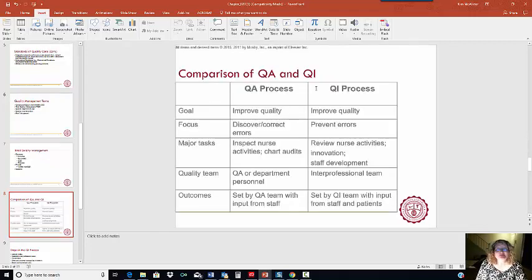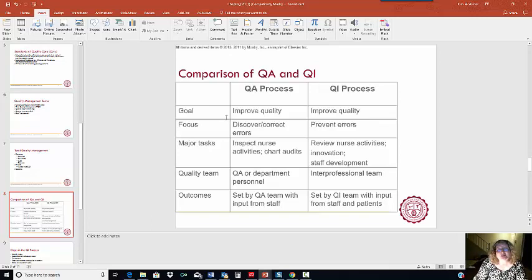Let's compare the difference between quality assurance and quality improvement. Quality assurance, while viewed negatively by some employees due to continual examination and auditing to find errors, is the process of reviewing indicators for compliance. Quality improvement or total quality improvement is the ongoing process of preventing errors that affect quality.